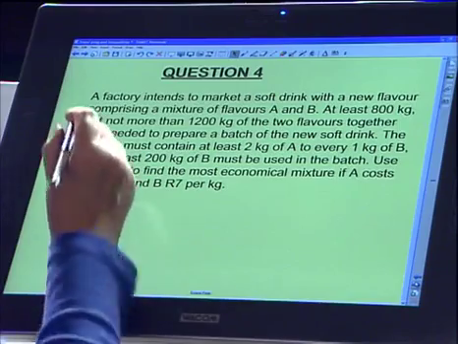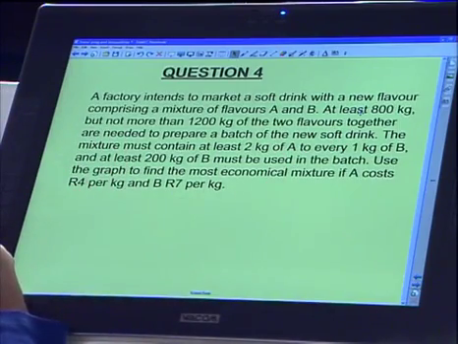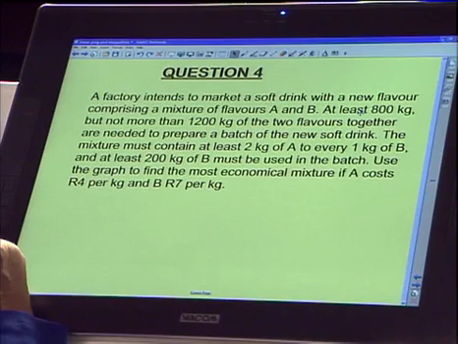Okay, so right, let's move on and see what the next question brings. This question actually came out of a past paper, so it's a very good one for us to have a look at and see what it actually involves. It says a factory intends to market a soft drink with a new flavor comprising a mixture of flavors A and B. At least 800 kilograms, but not more than 1,200 kilograms of the two flavors together are needed to prepare a batch of the new soft drink.